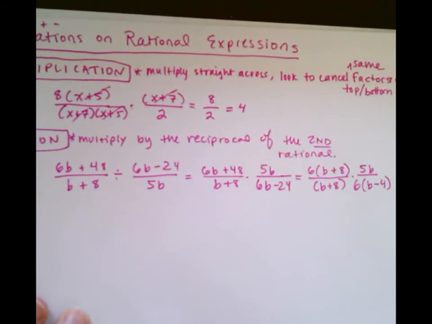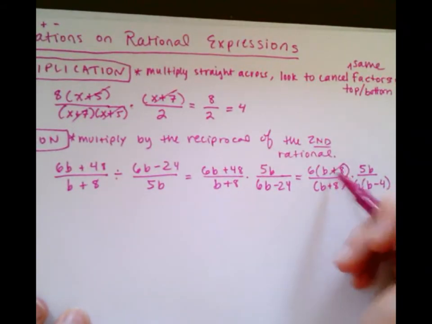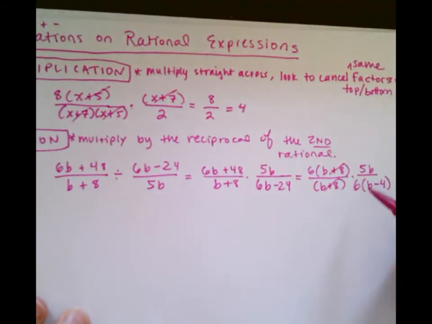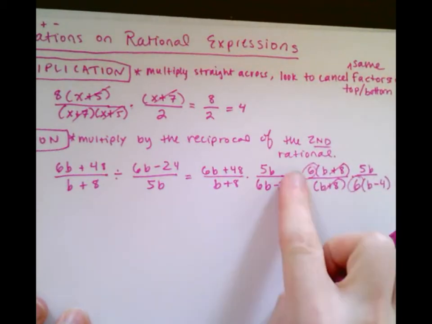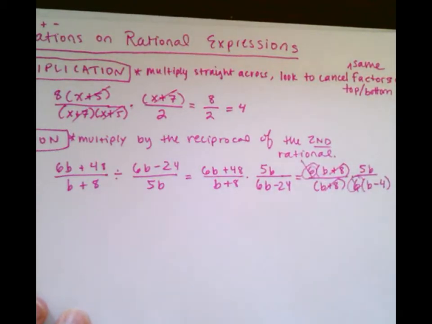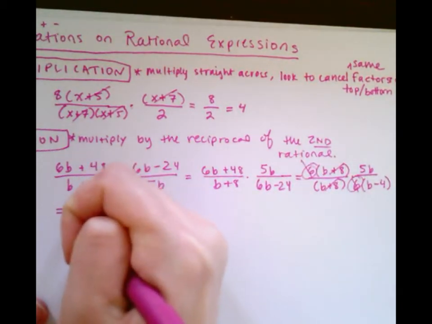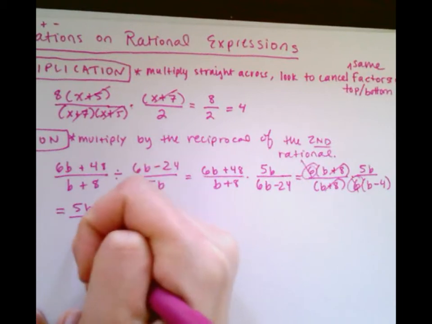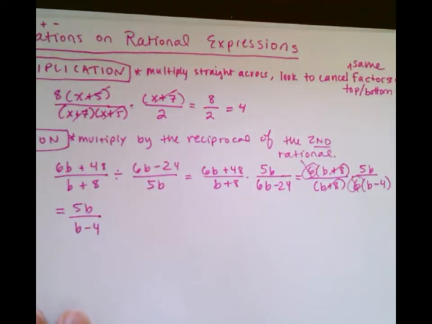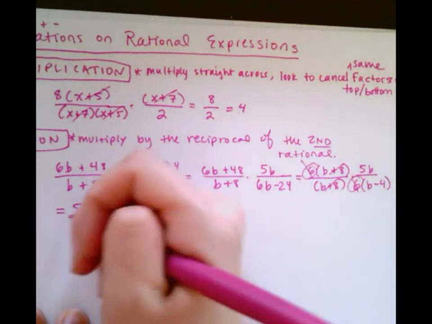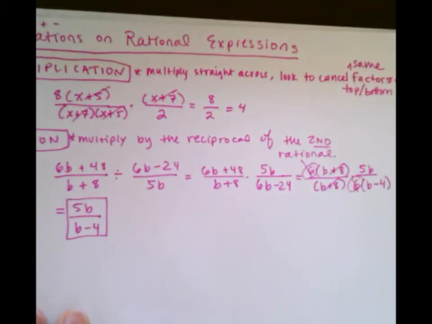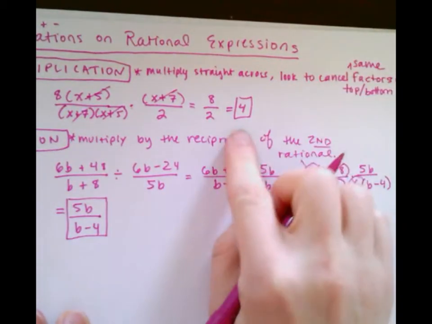So what can cancel? Well, definitely those b plus 8s. I also have a 6 on the top and a 6 on the bottom. Those will cancel. So what am I left with? 5b over b minus 4. And that would be my final answer. Okay, this was the final answer of the first one.